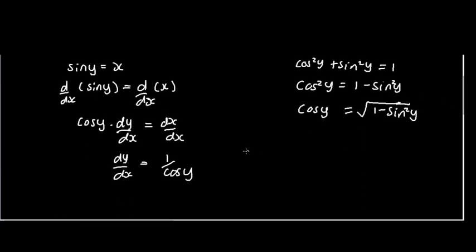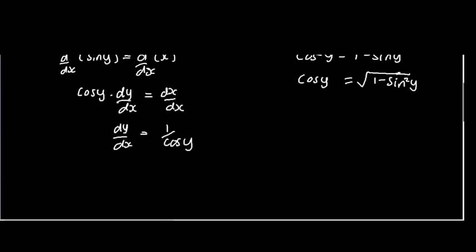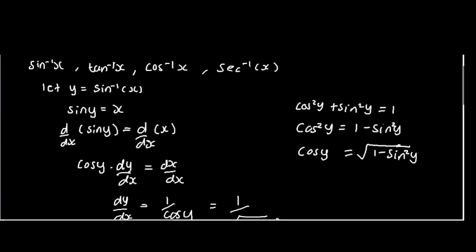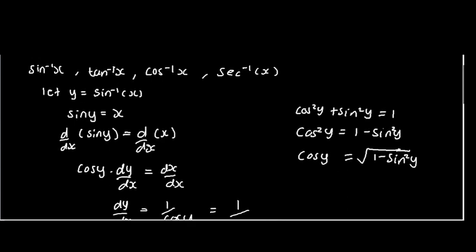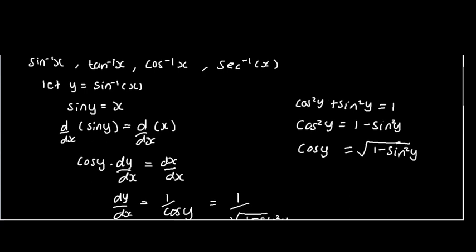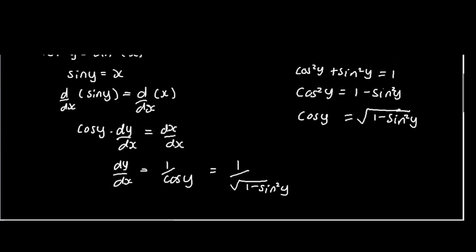Alright, and then when we reach that, we shall modify our dy/dx, and it will equal 1 over the square root of 1 minus sine squared y. And since our given question was in terms of x, we never had y anywhere. It is we who let y equal sine inverse of x. So we can substitute.